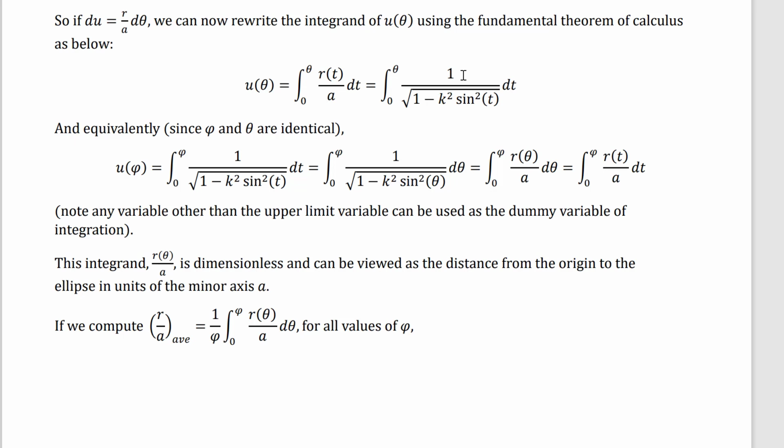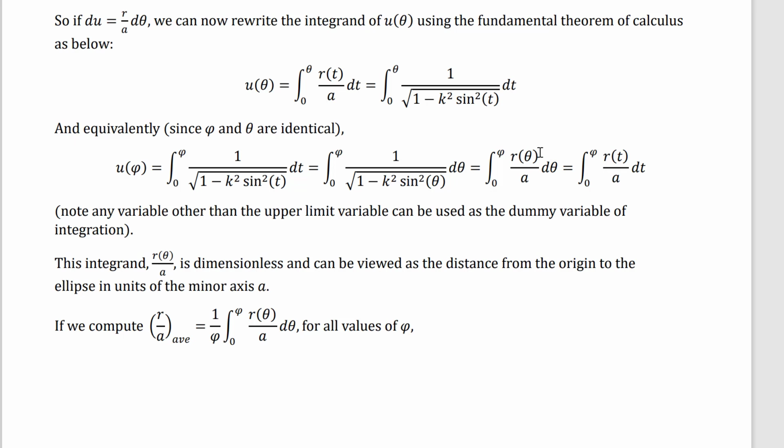So here is r over a. So u of phi is this integrand, which is the same integrand as in the standard definition. And anything can be the dummy variable. So it could be t, or it could be theta, which is r of theta. But we don't want to get too mixed up in that.